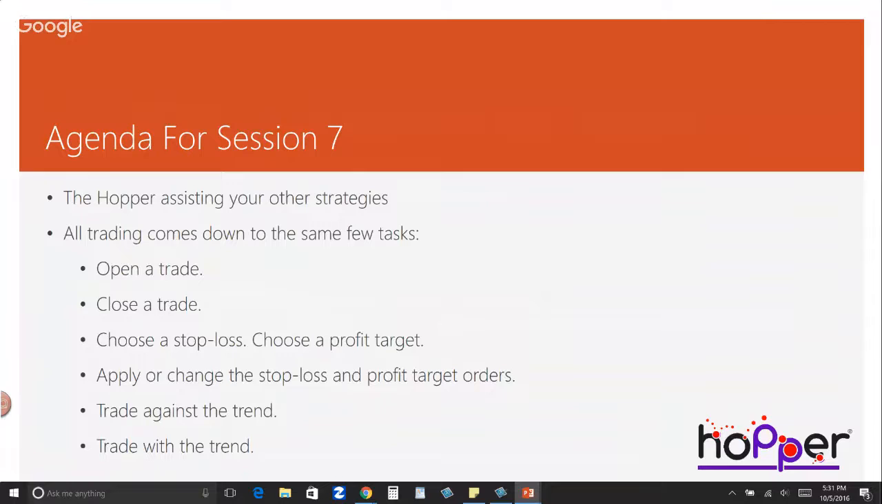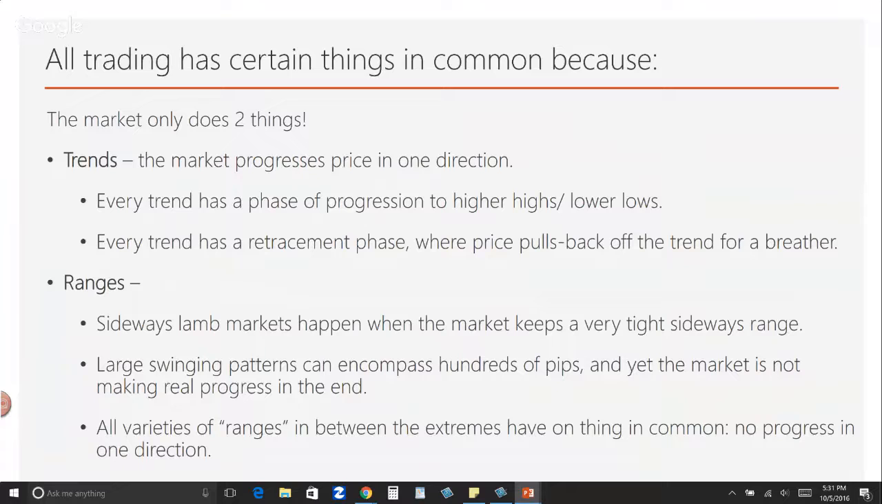Tonight what we're going to talk about is the hopper assisting your other strategies, basically using the MACD together with any other strategy that you trade. All trading comes down to just a few of the same tasks: opening a trade, closing a trade, choosing a stop loss, choosing a profit target, applying or changing the stop loss and profit target orders, trading with the trend, trading against the trend. These are all the kind of things that all traders do no matter what strategies you use. And so tonight I'm going to talk to you about applying the MACD to any of your other trading strategies.